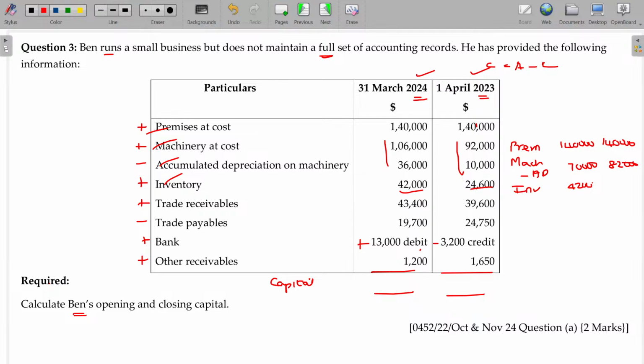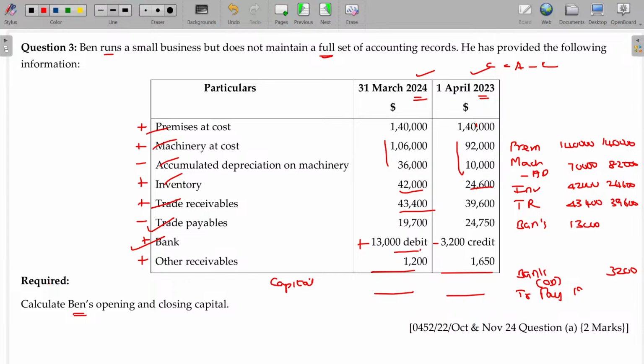And 24,600. Trade receivables 43,400, 39,600. Bank: in one scenario, debit means asset; bank credit means liability, overdraft 3,200. Trade payables are liabilities, a minus item, so I post here 24,750.